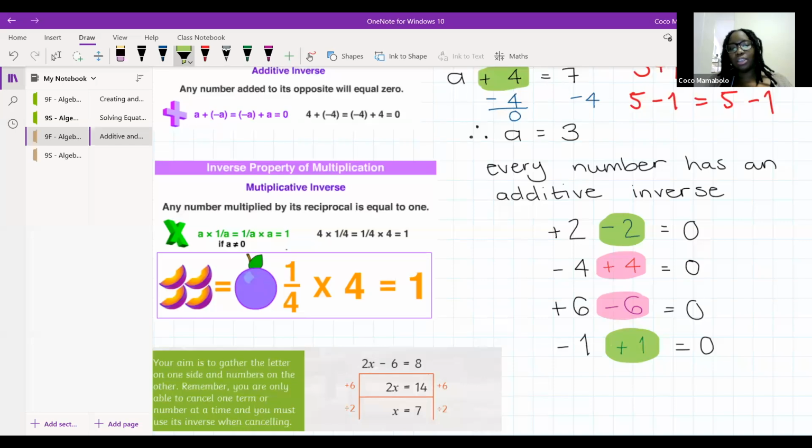Yes, ma'am. Have you noticed that? One is positive, one is negative. And that is the additive inverse. Is that making sense, Nobuyo? Yes, ma'am. Excellent. All right. That's where I wanted you to get. You're very welcome, my sweetie.